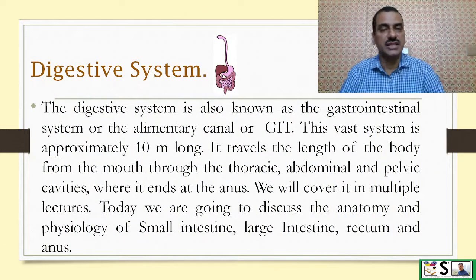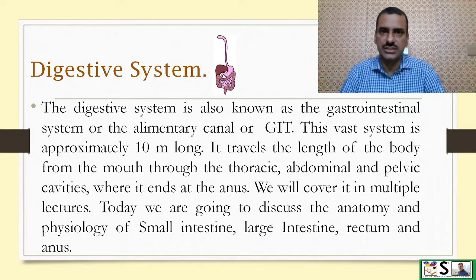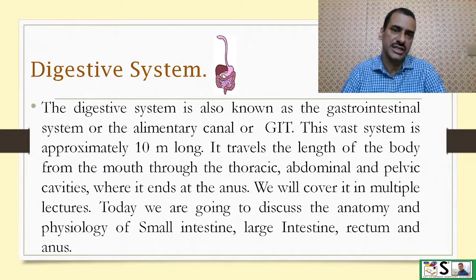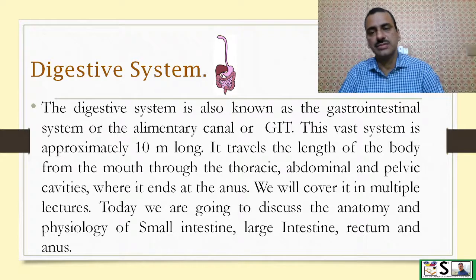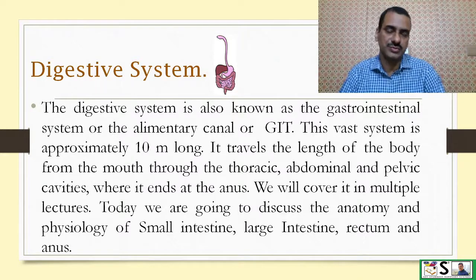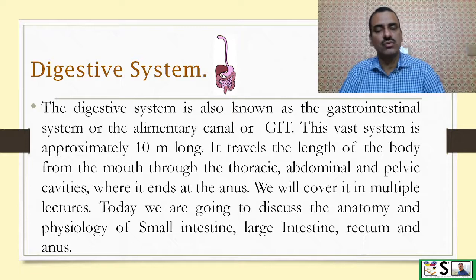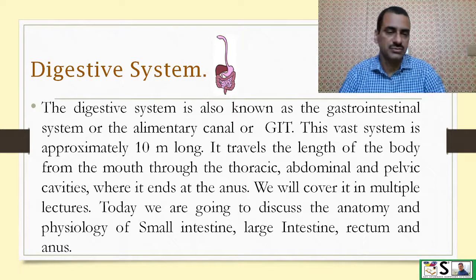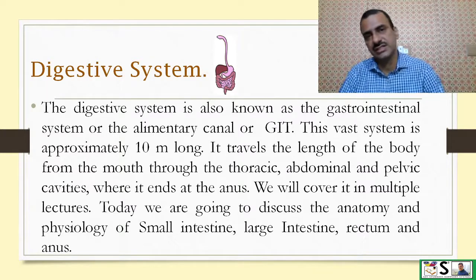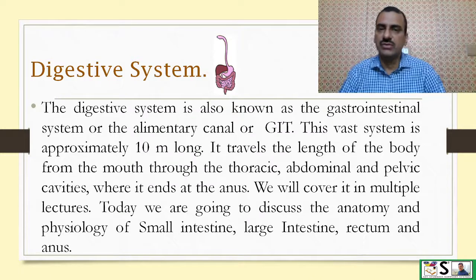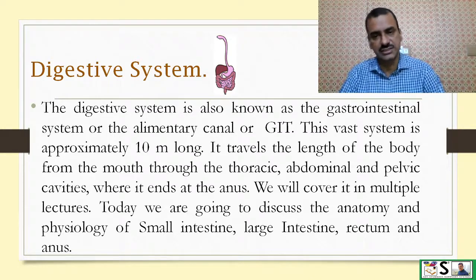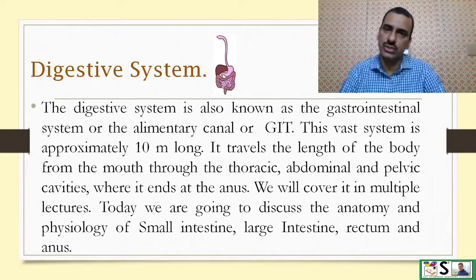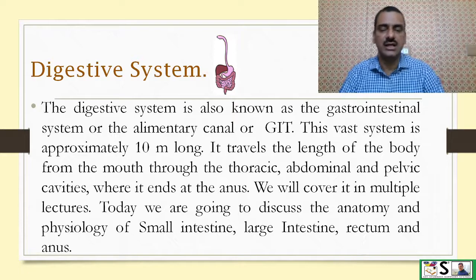So what is digestive system? Digestive system is also known as gastrointestinal system or alimentary canal or GIT. This is a vast system approximately 10 meters long. It travels the length of body from mouth through the thoracic cavity, abdominal cavity and then in pelvic cavity where it ends in anus. We will cover this chapter in multiple classes. In today's class, we are going to discuss about anatomy and physiology of small intestine and large intestine.